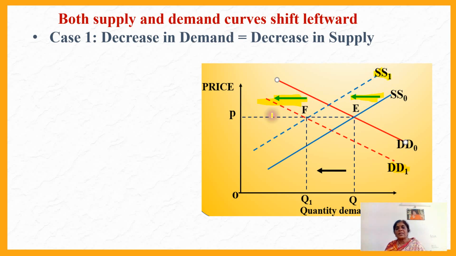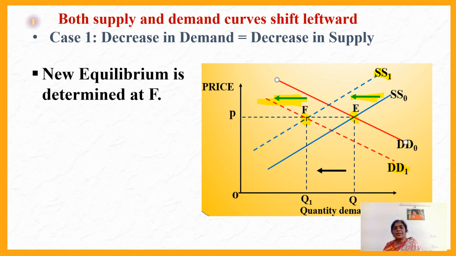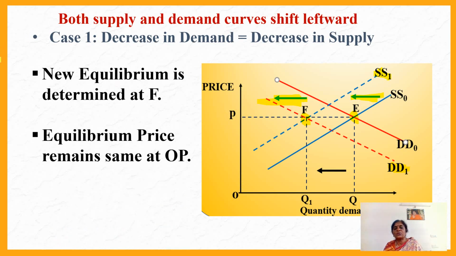What do you observe here? You can observe the price. Before the shift, at the initial equilibrium E, the price is OP on the y-axis. You have to always mention the axis labels: quantity demanded and supplied on the x-axis and price on the y-axis. Here you can see what happens to price before and after the shift. Before the shift, at equilibrium E, the price is OP. After the shift, equilibrium is F, and now also the price is OP. That means the price remains the same at equilibrium F after the shift.